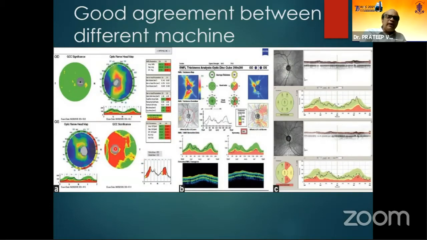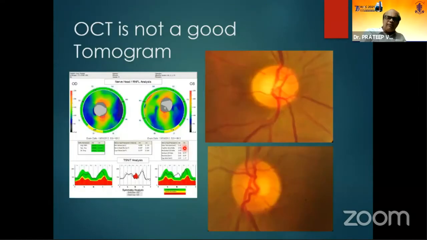Like in this, you can see that the left eye is showing the significant defect and the right eye is healthy. In another machine also, you can see the same patient, the left eye has a significant defect and the right eye is healthy. In another machine, you can see that the left eye is showing the significant defect and the right eye is pretty healthy. So there is a good agreement between all, but the data is not interchangeable or comparable. You cannot compare the RNFL thickness of one machine with another machine.